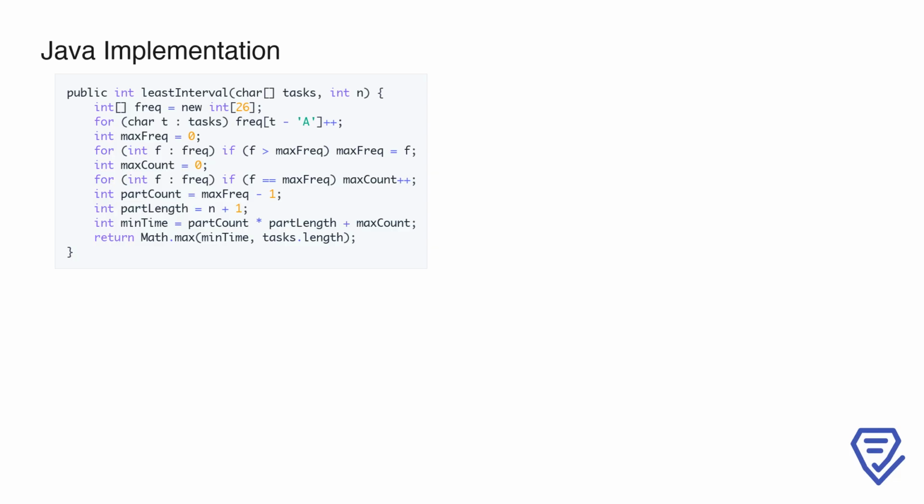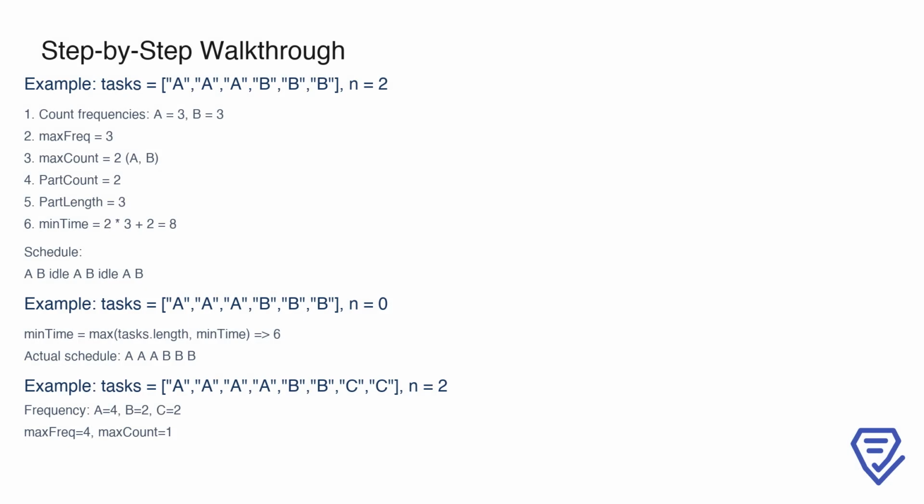Let's thoroughly walk through several examples for LeetCode problem number 621. For the first case, 3 A's and 3 B's, with n equals 2, we count frequencies and see both A and B appear 3 times. We build 2 blocks of 3 units, then add in final tasks. The resulting schedule is A, B, idle, A, B, idle, A, B, totaling 8 units.